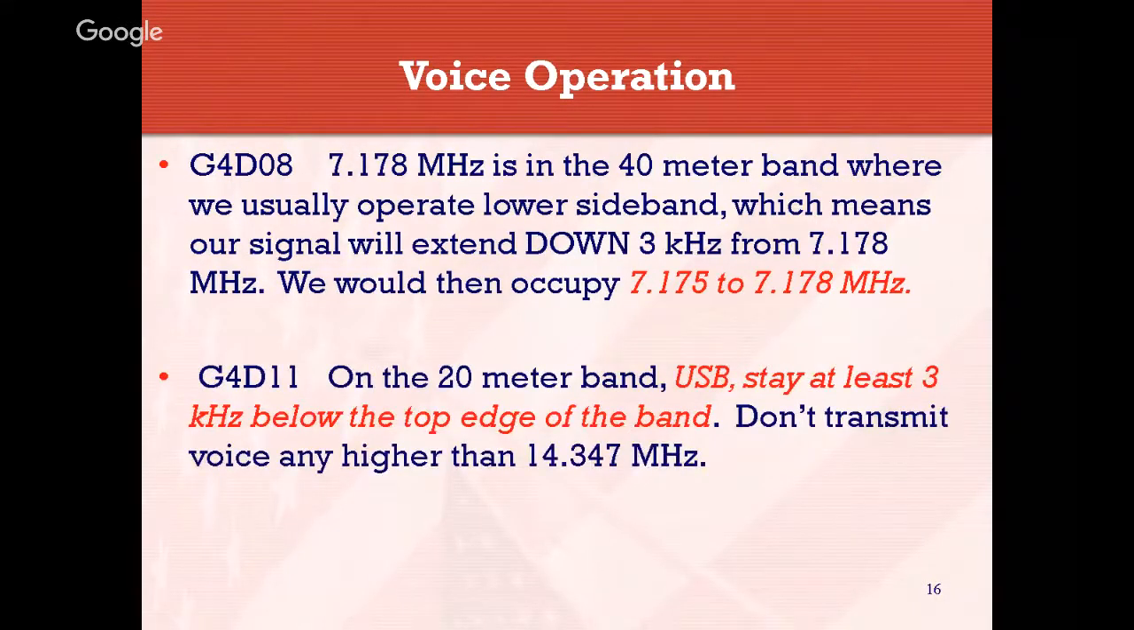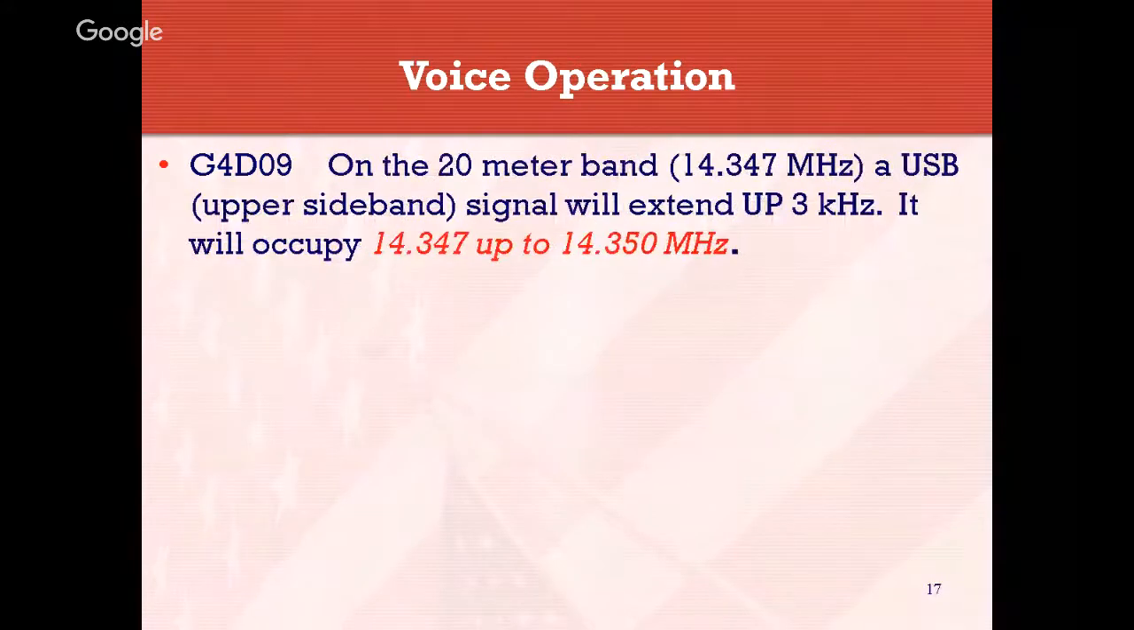So on the 20 meter band, upper sideband, stay at least 3 kilohertz below the top edge of the band. Don't transmit voice any higher than 14.347. We covered that before. On the 20 meter band, at 14.347, a USB upper sideband signal will extend up 3 kilohertz. So it will occupy 14.347 to 14.350 megahertz.